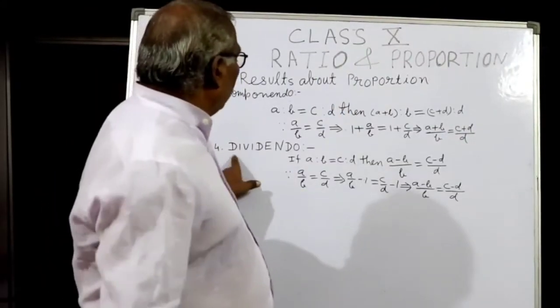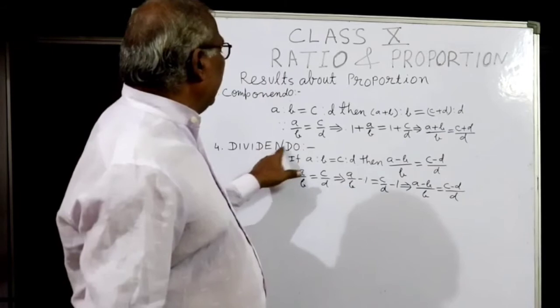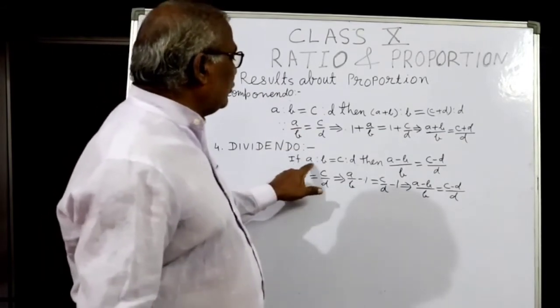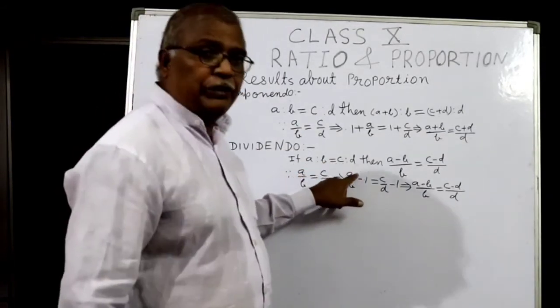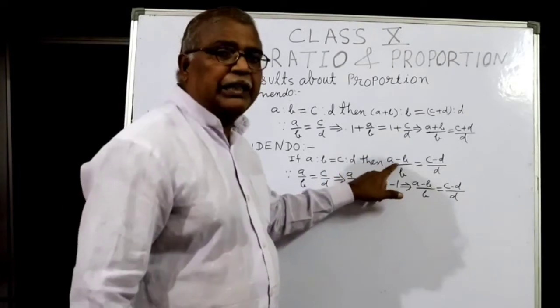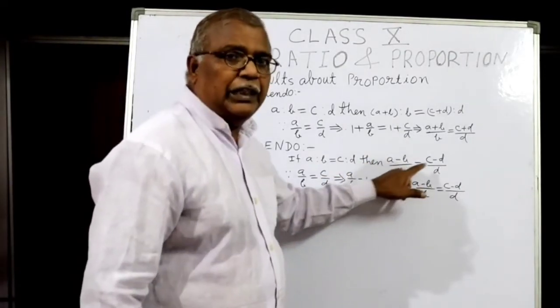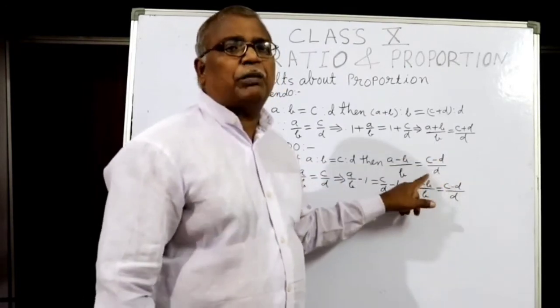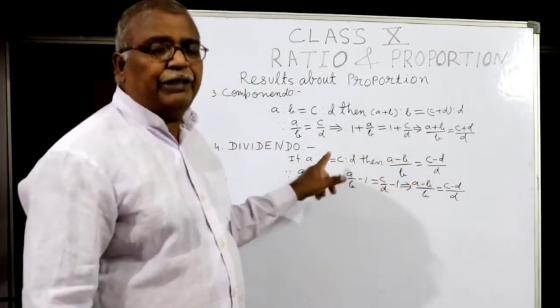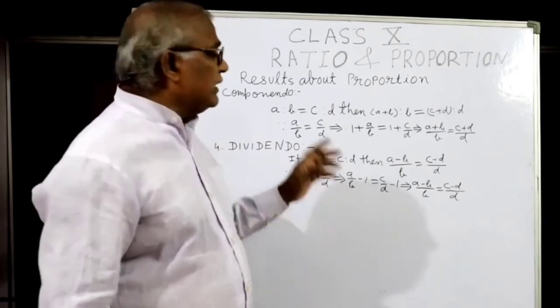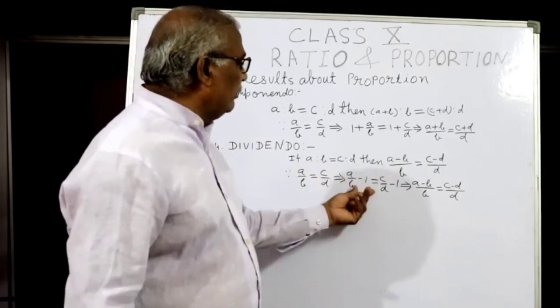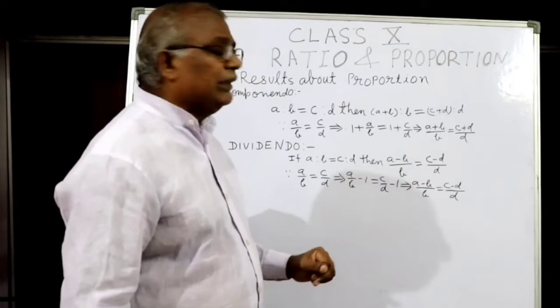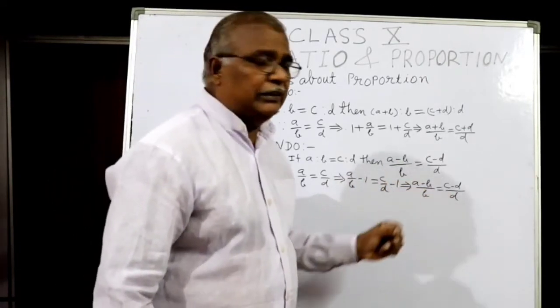Now, the fourth property is dividendo. If A is to B is equal to C is to D, then A minus B upon B is equal to C minus D upon D. This property is called dividendo. By subtracting 1 from both the sides, we can get the result.